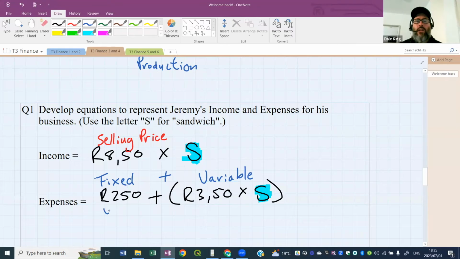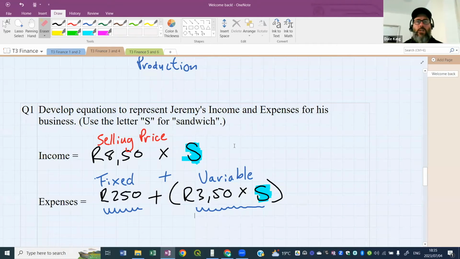The fixed one doesn't care about how many sandwiches you make. You just have to pay it anyway. The variable, though, depends on how many sandwiches you make. So we need to know the cost of making a sandwich, which in this case is £3.50. That's why we're saying 350 times however many sandwiches you make. We won't know what this variable cost will be until someone tells us how many sandwiches were made. All right, and then we can work that out.